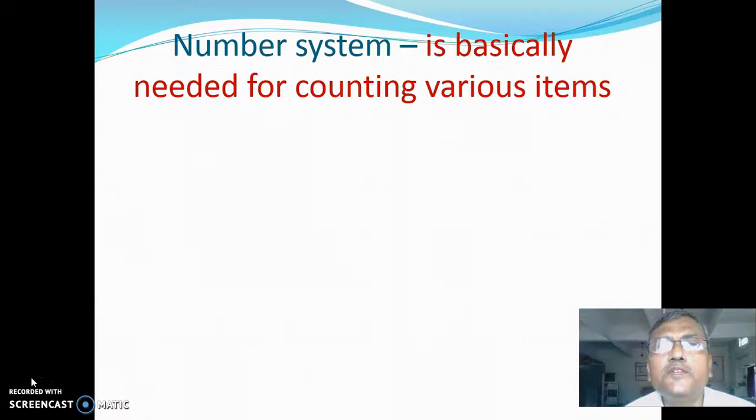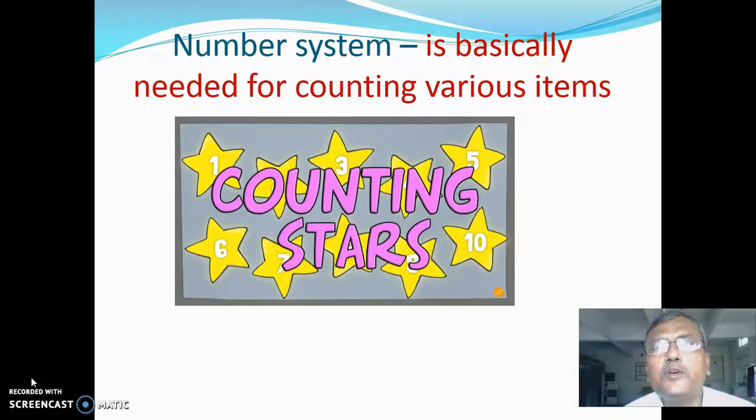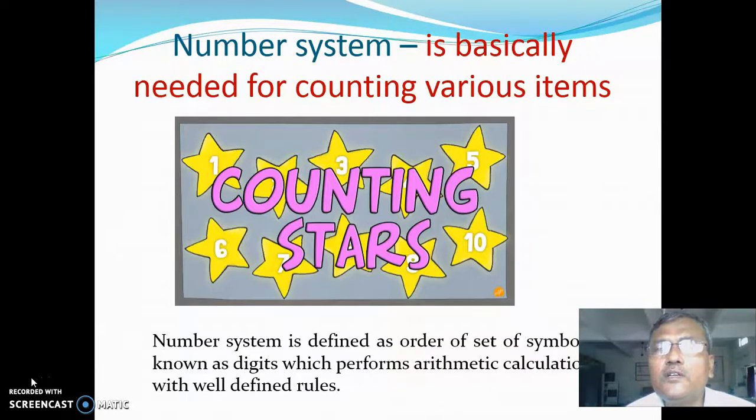The number system is basically needed for counting various items. For example, in this picture we see stars. We count them as 1, 2, 3, 4, 5, 6, 7, 8, 9, 10. So this is a decimal number system. Now we can define the number system as an ordered set of symbols known as digits, which perform arithmetic calculations with well-defined rules.